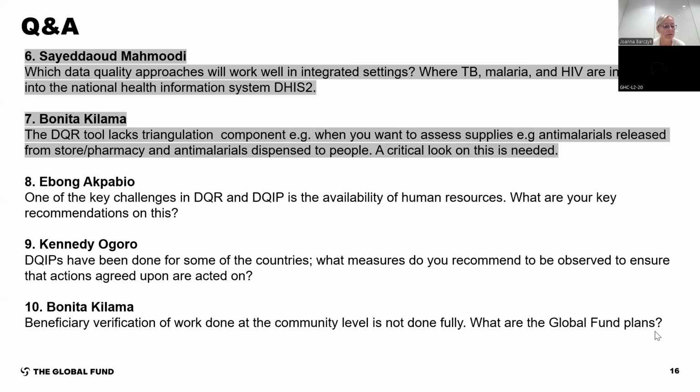Next one, data quality improvement plans have been done for some of the countries. What measures do you recommend to be observed to ensure that actions agreed upon are acted upon? So the data quality improvement plans, that depends, it's true, they have been done.